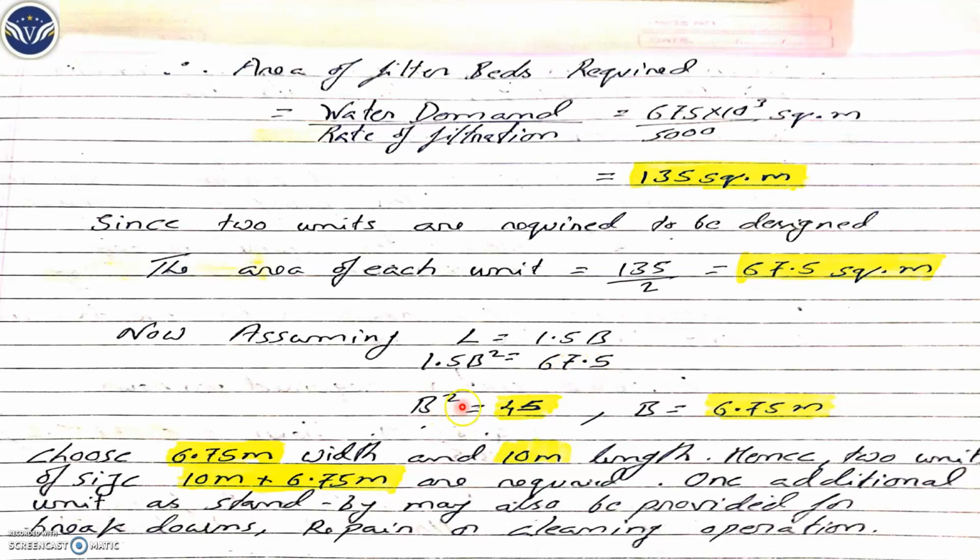So here B square is equal to 45, B equals 6.75. Now you got the width, you got the length. So these are our dimensions and we have to consider it for 2 units. So this is all about the rapid sand filter.